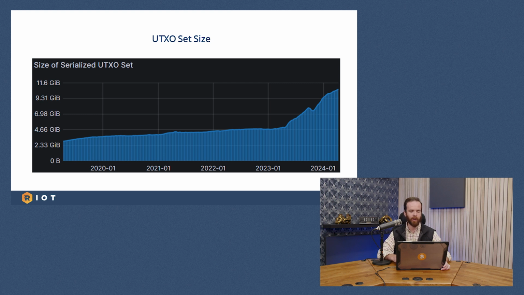But Satoshi didn't really foresee this being an issue. And also, the other thing, though, is, let's be real, you still can use your hard drive to store the UTXO set. It's just not as fast as using memory.